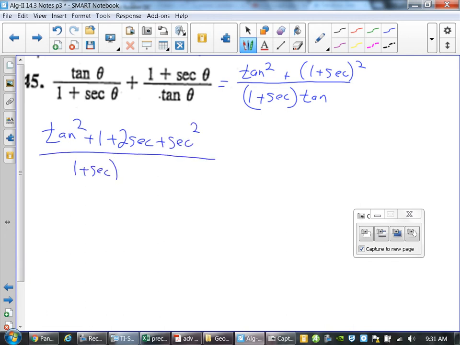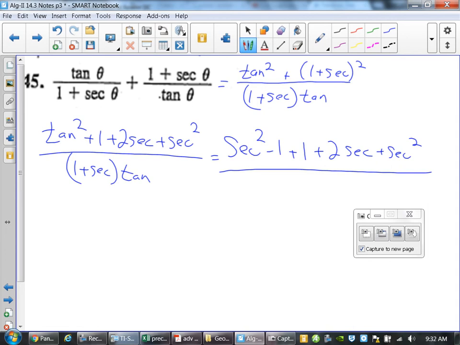1 plus secant tangent. Tangent squared is what? Secant squared minus 1. Putting that whole numerator in terms of secants.